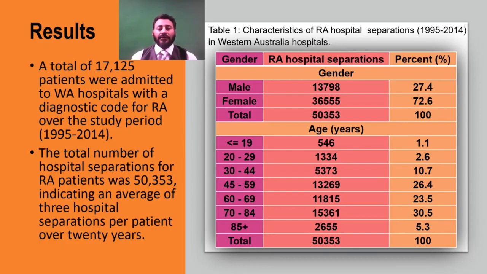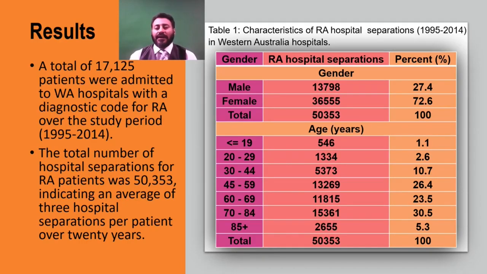The results: a total of 17,125 patients were admitted to Western Australia Hospital with a diagnostic code for rheumatoid arthritis over the study period of 1995 to 2014. The total number of hospital separations for rheumatoid arthritis patients was 50,353, indicating an average of 3 hospital separations per patient over 20 years. As we see in Table 1, this shows the characteristics of rheumatoid arthritis hospital separations between 1995 and 2014 in Western Australia Hospital. As we see, the female is 3 times higher than the male in hospital separation.